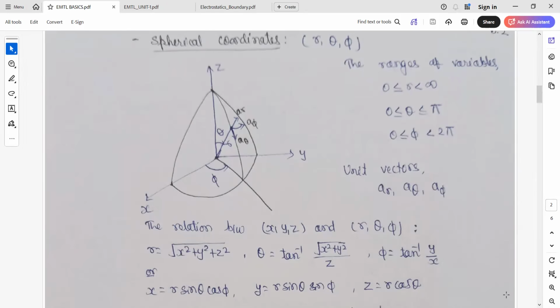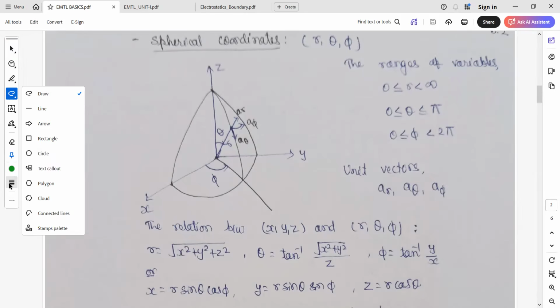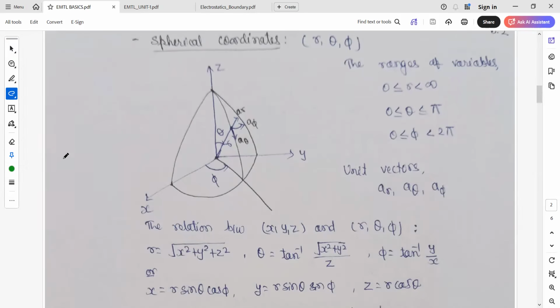Hello, now we are going to discuss some important questions from the examination point of view. These questions are asked repeatedly, many times. Already you know that you have various coordinate systems. We have three different types of coordinate systems.